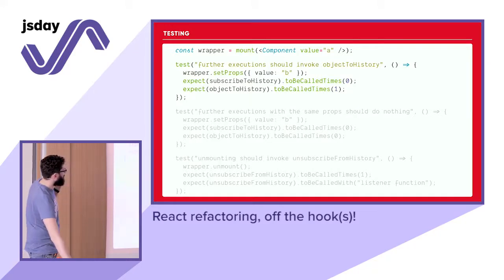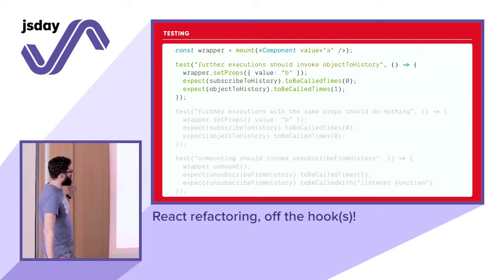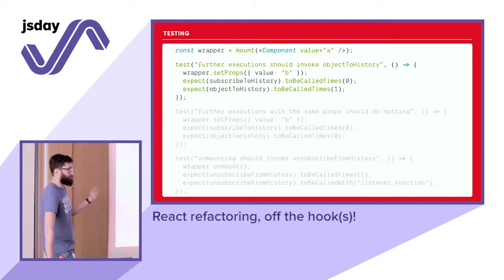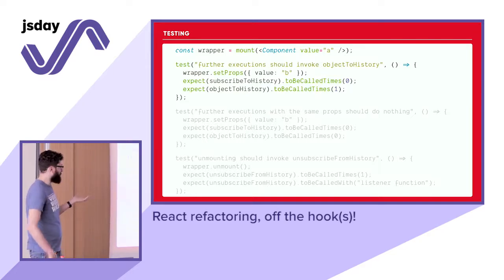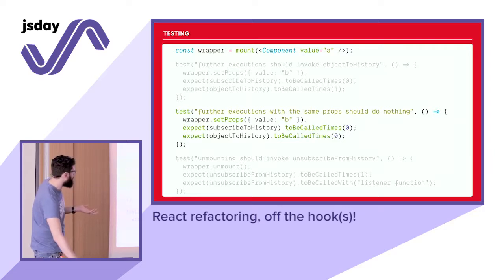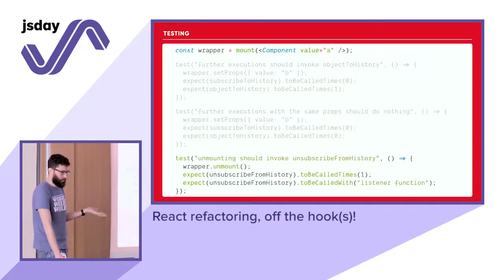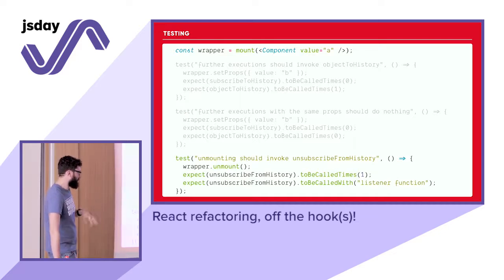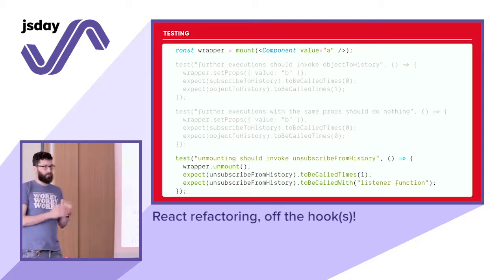And on top of that, I could check that further execution should invoke the update to history. So I set the prop to something else after the component has been mounted already, and check that subscribe to history is not called, and this time I check that the update to history is called. So I know that I'm not subscribing twice, but I'm actually getting the update to history called. If I don't change the props, nothing should happen. So I check that passing the same exact prop wouldn't trigger a change again. And then I expect that unmounting would trigger my cleaning function, I would unsubscribe. So I kind of tested that my cycle makes sense.